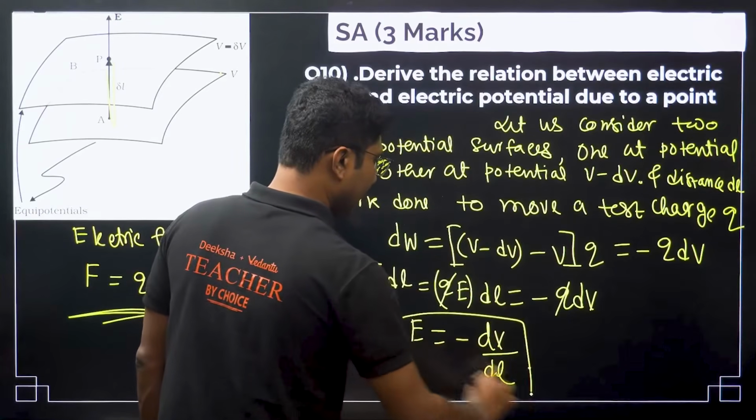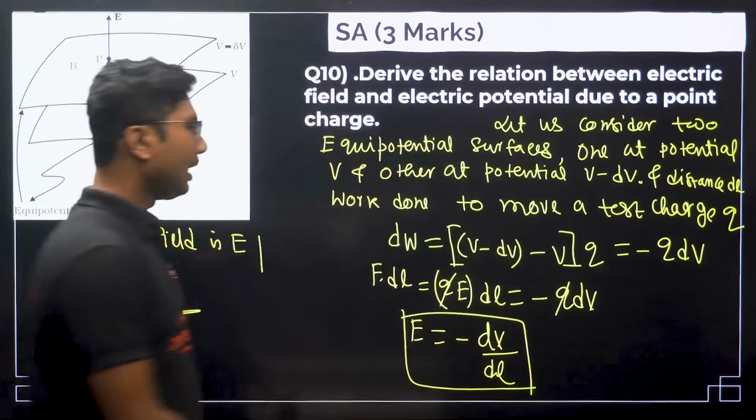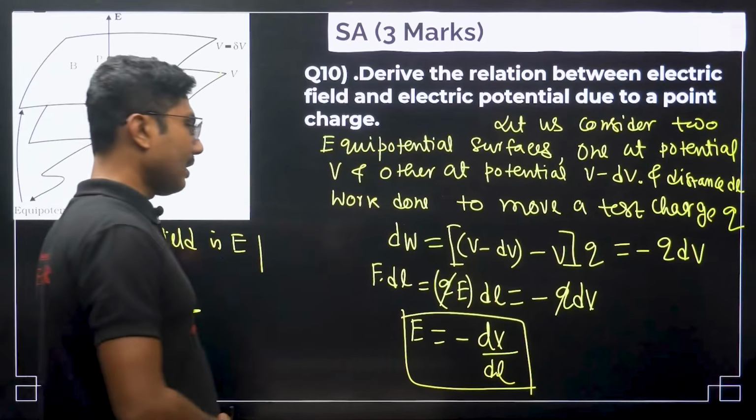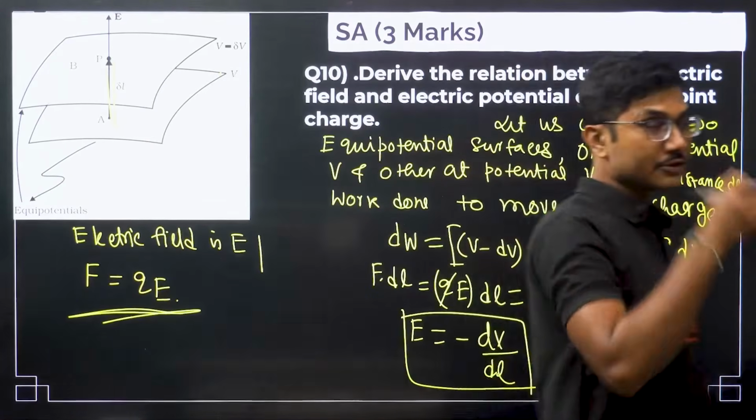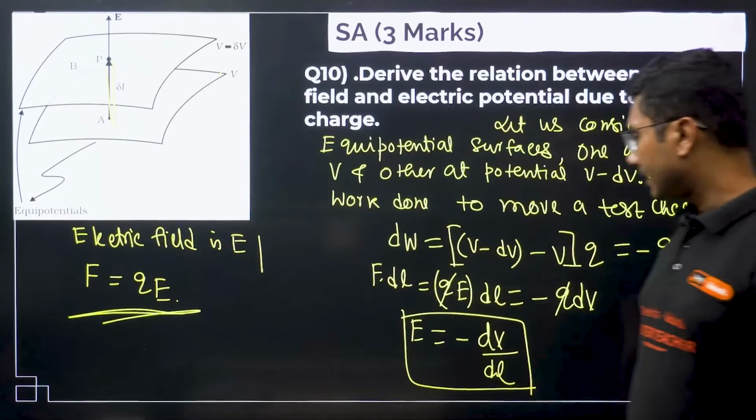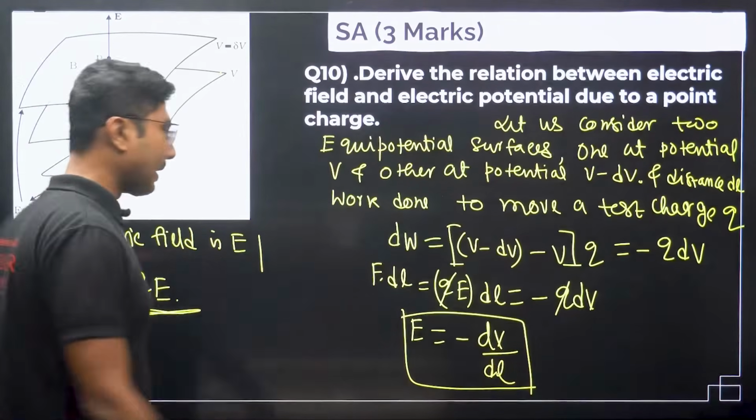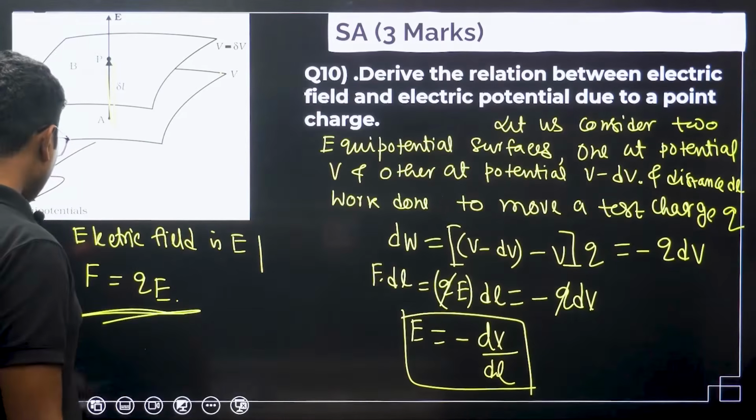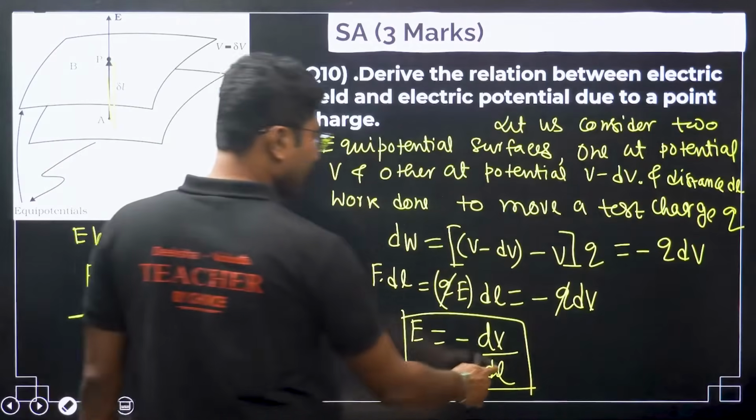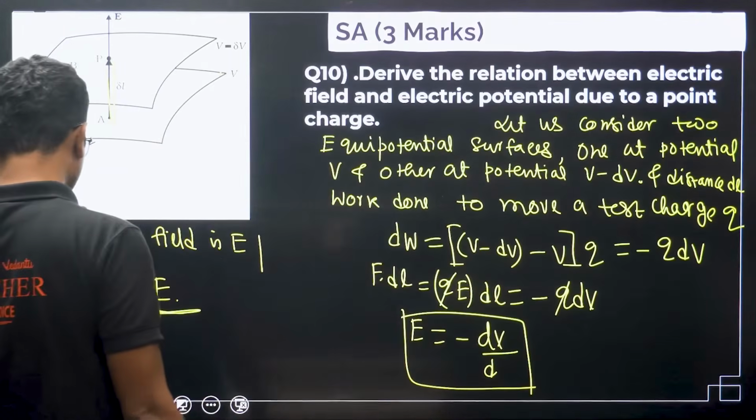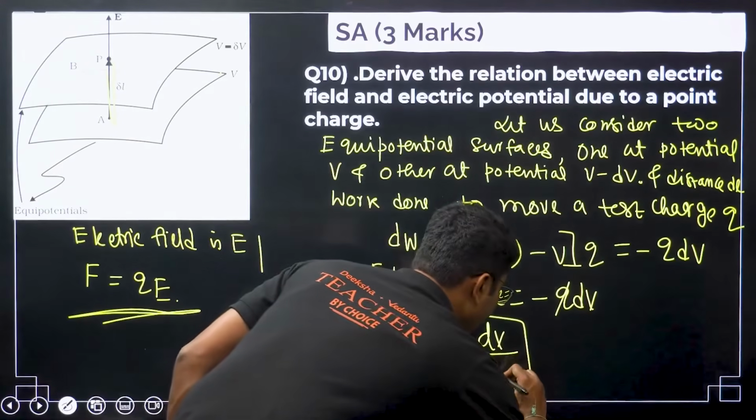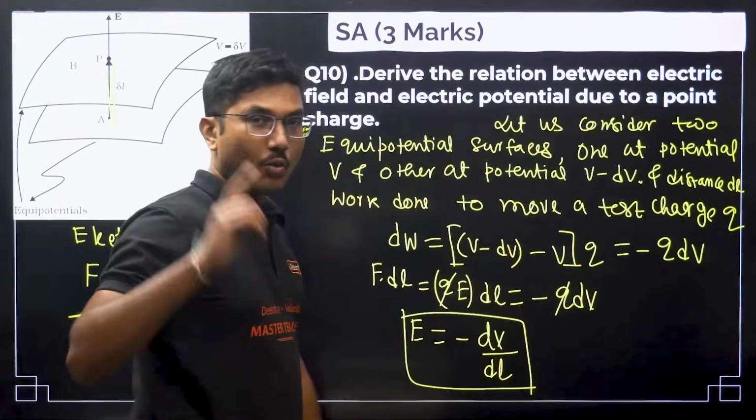So this is the relationship between electric field and electric potential. Now remember that generally electric field is a multi-dimensional quantity, electric potential is a scalar quantity. So to relate that, we generally find only one direction of this.